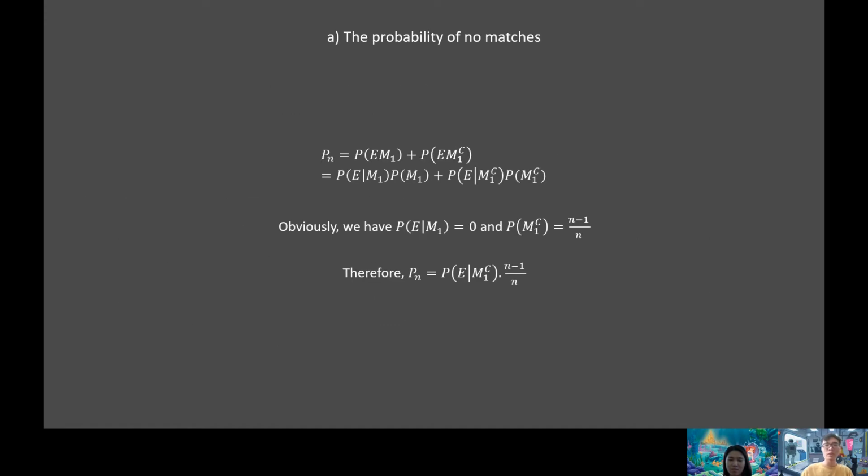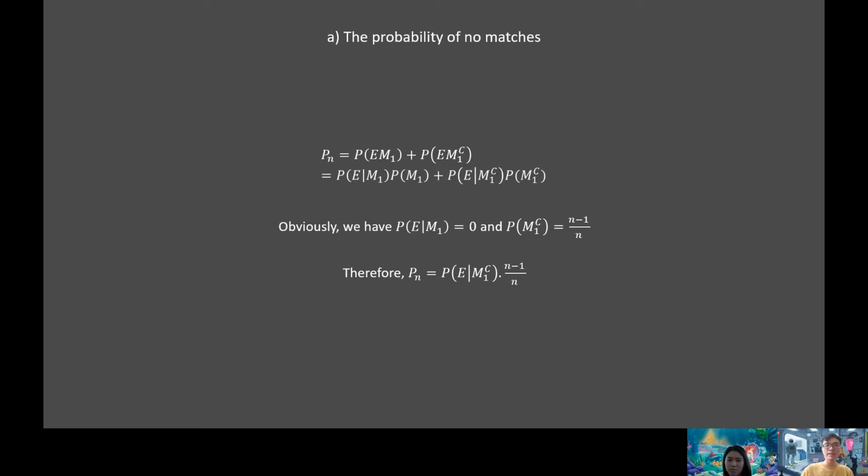So, according to the total probability rule, the probability that no matches occur is equal to the sum of the probability that no matches occur and the first man selects his own hat, and the probability that no matches occur and the first man does not select his own hat. And applying the properties of probability, we have the equation here.